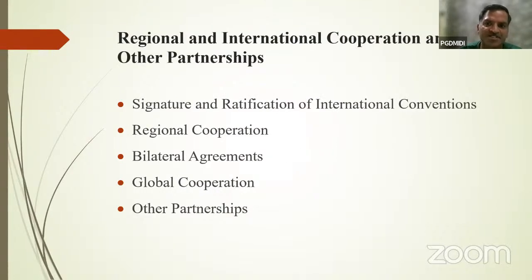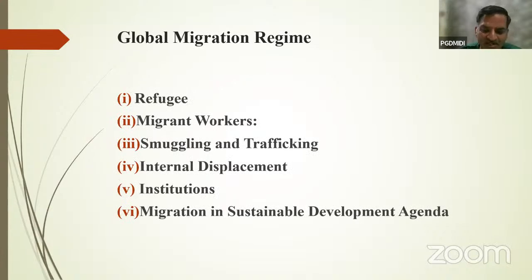Then regional and international cooperation and other partnerships. As I mentioned, I'll be talking about many conventions after this. These include signature and ratification of international conventions, regional cooperation, bilateral agreements, global cooperation, and other partnerships. Through this process, you find lots of agreements and cooperation to facilitate safe and orderly migration. Then let's talk about the global migration regime. I think by now you have some idea what migration governance is, how it works, and what the challenges are.